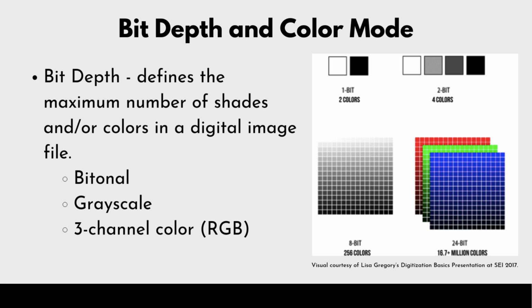So bit depth refers to the number of shades or colors in a digital image. A bitonal bit depth is, as you might imagine, two colors. 2-bit bit depth is four colors, and so on. A grayscale is 8-bit, which gives you 256 colors, and 24-bit is a three-channel color, and that gives you 16.7 million colors to work with. So this is what we're talking about when we talk about bit depth and color mode.